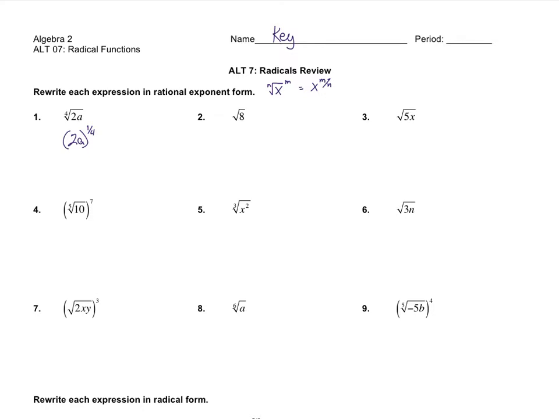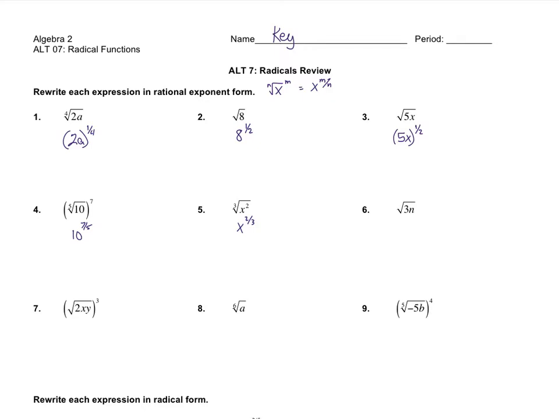So our first one, 2a in parentheses to the 1/4 power. Number 2 will be 8 to the 1/2 power. Number 3, we're going to put 5x in parentheses. We've got a power of 1 and a root of 2, so that's 1/2 power. Number 4, we're going to have a 10 to the 7/5 power. So the power goes on the numerator, root goes in the denominator. Number 5, we've got x to the 2/3 power.